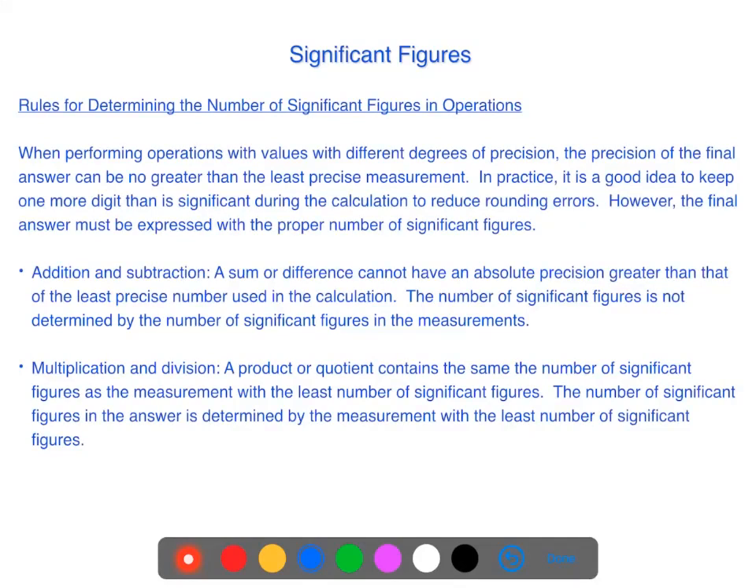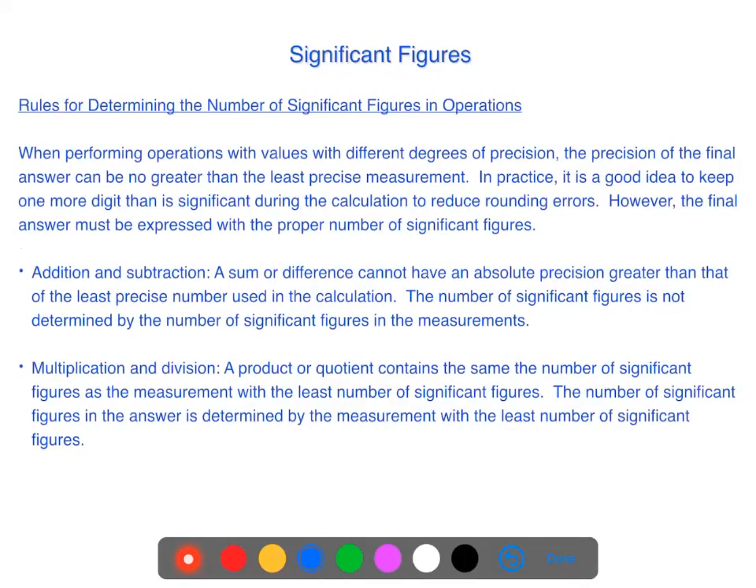So again, in practice, you can carry one additional digit beyond what's considered a significant figure to help reduce rounding errors. But you shouldn't be carrying all the digits that are shown on your calculator. That can lead to confusion in terms of what the number of significant figures should be in your final result.